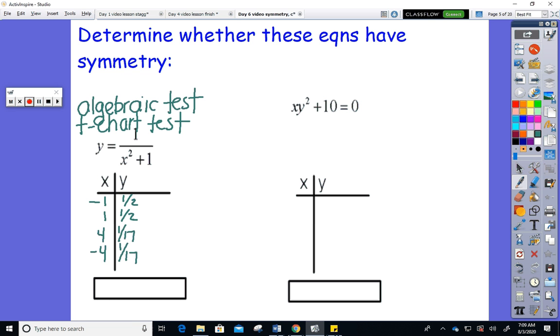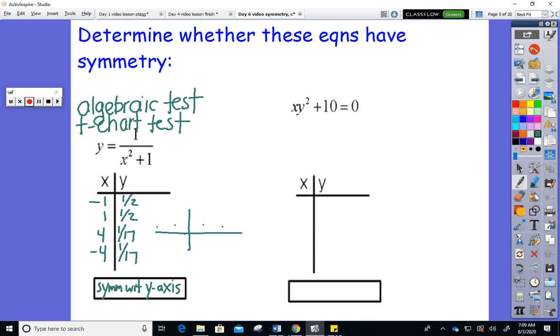So think about it. I'm not going to do the whole graph, but I'm going left 1 and up a half, and right 1 and up a half. I'm going left 4 and up 1/17, and right 4 and up 1/17. So I'm building symmetry with respect to the y-axis. That's when opposite x's produce identical y values.